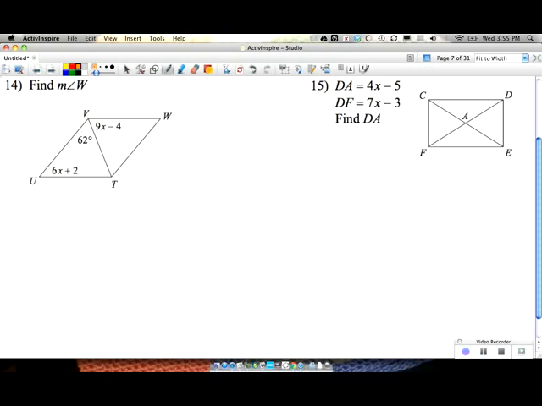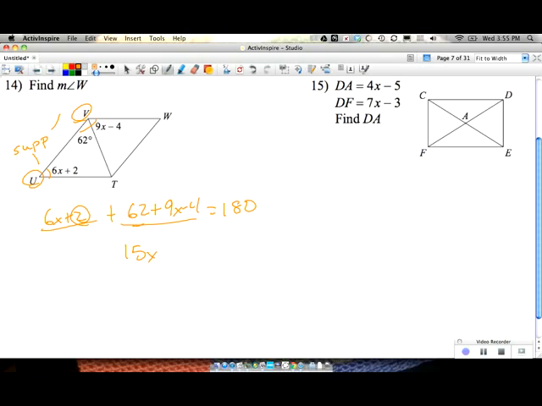That means that something plus something equals 180. So the first something is 6x plus 2. This second one here, it's got a 62 degrees and a 9x minus 4. So I got to combine all of that together. So 6x and 9x, that's going to make 15x. 2 plus 62 minus 4, it's actually going to simplify to 60. So 15x plus 60 equals 180 degrees.